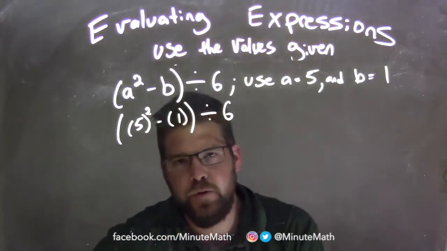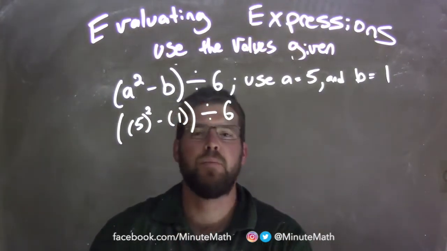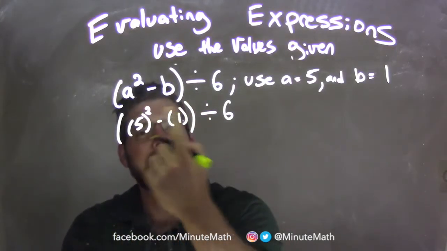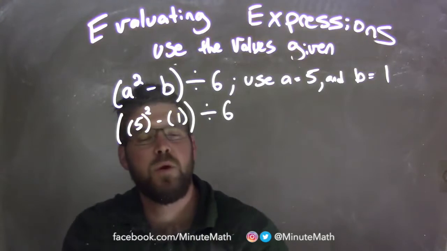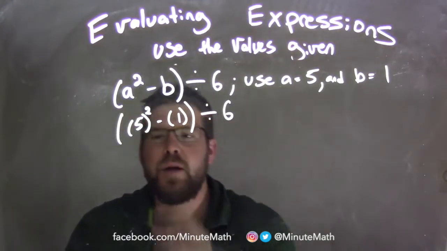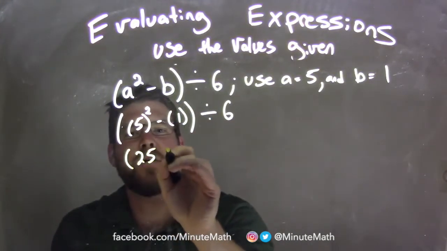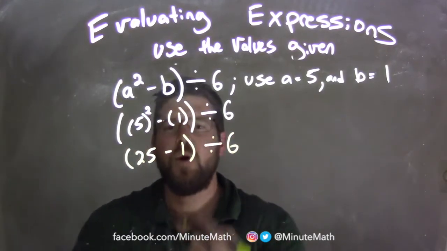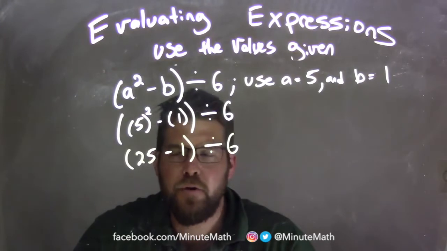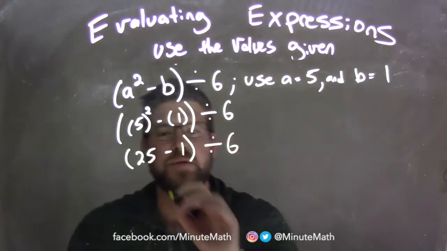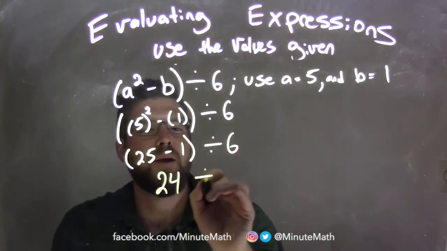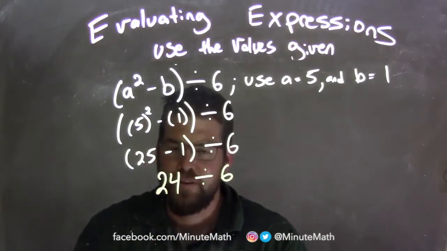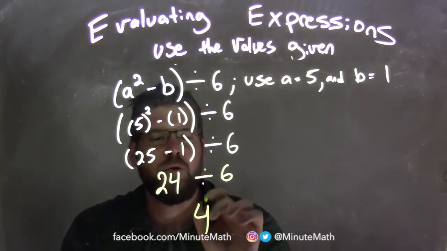So now we need to simplify. Well, our order of operations, talk about parentheses first. So we have this set of parentheses, so we have to deal with what's on the inside first. But inside of that, we have exponents. Exponent's the biggest one there. So 5 squared comes out to be 25 minus 1 divided by 6. So now we're inside these parentheses. We need to deal with that first. 25 minus 1 comes out to be 24 divided by 6. And lastly, 24 divided by 6 is what's left, and that comes out to be good old 4.